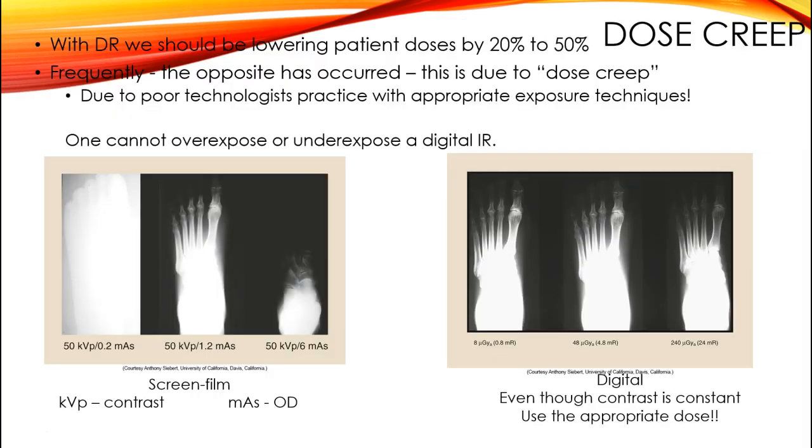Dose creep. We've got two more slides. Hang with me. Dose creep. This is an important concept for you guys to realize happens out there and try to prevent it. With digital radiography, we should be lowering patient dose by 20 to 50%. But frequently the opposite occurs, and this is due to dose creep. It is caused by technologists' poor practice. They're not utilizing appropriate exposure techniques.